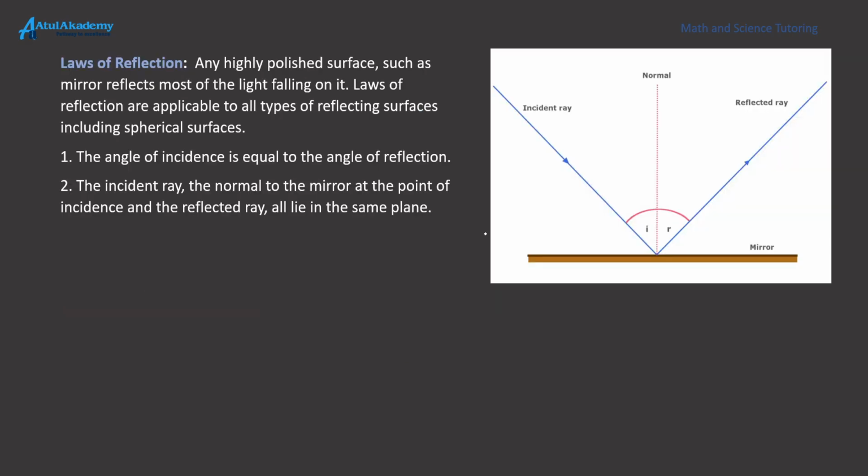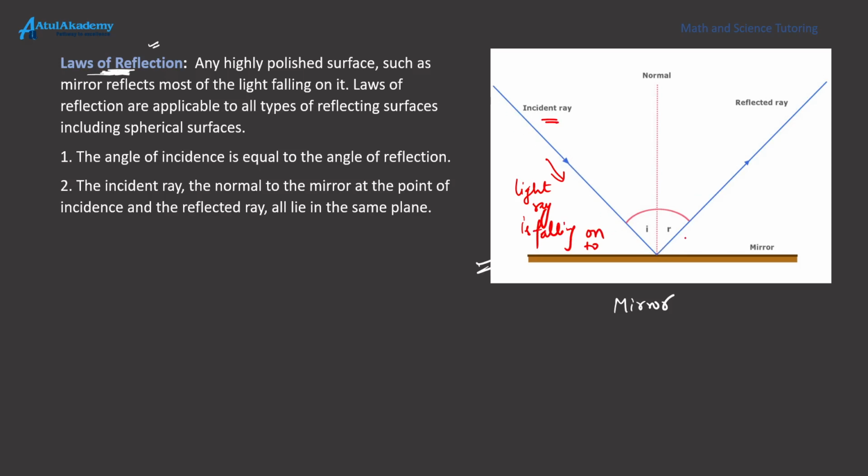Now, let's talk about laws of reflection, which is very important. For understanding laws of reflection, we have to take a highly polished surface. We take a mirror as shown in this figure. In this mirror, this is a light ray. The light ray which is falling onto the mirror is called the incident ray. The light ray which is coming towards a mirror, we call that the incident ray.